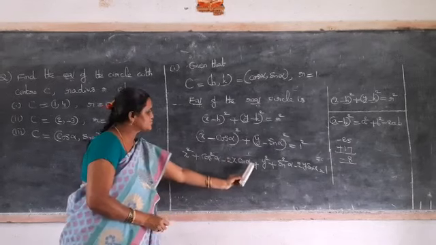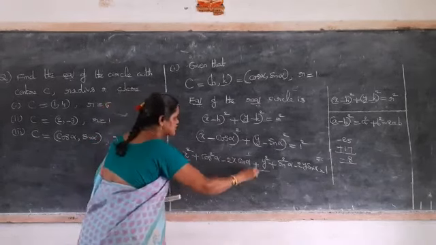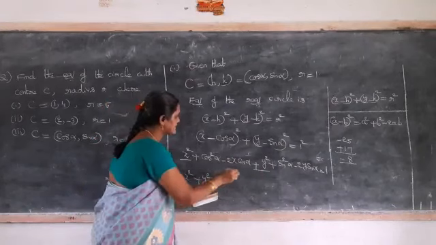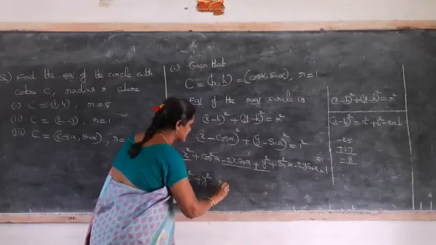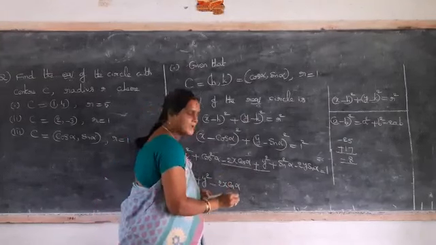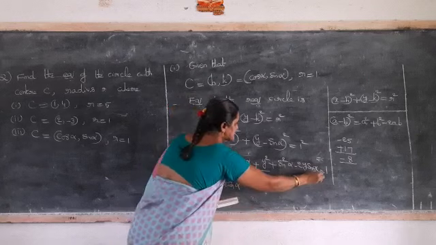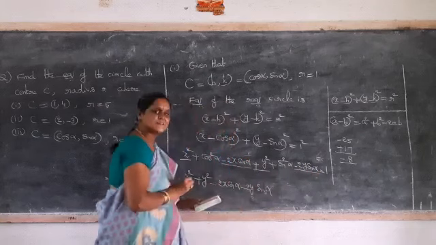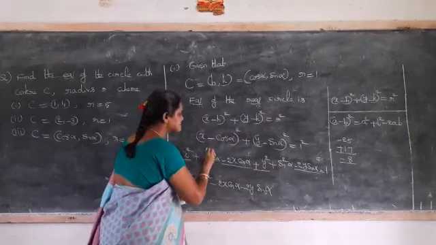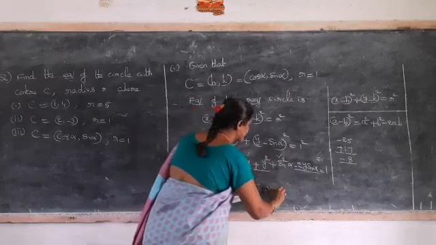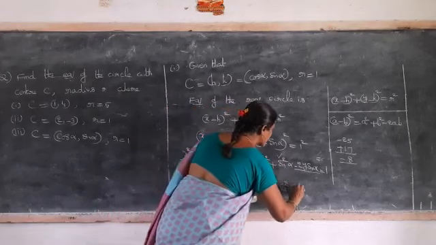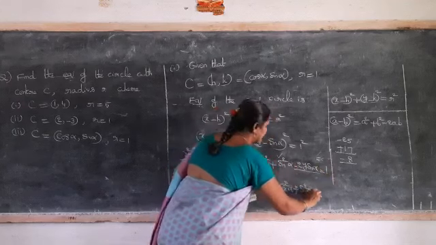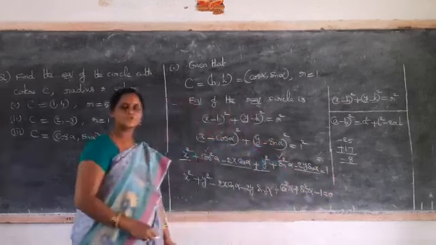First we write x square plus y square. Next we write x term, that is minus 2x cos alpha. Next we write y term, that is minus 2y sin alpha. Next we write constants, that is plus cos square alpha plus sin square alpha. You send this 1 to the left side, you get minus 1 is equal to 0.